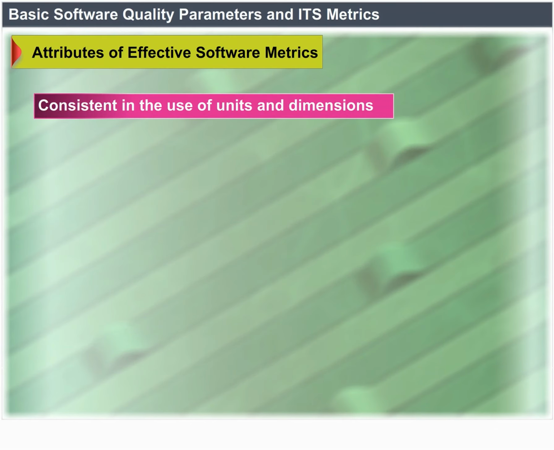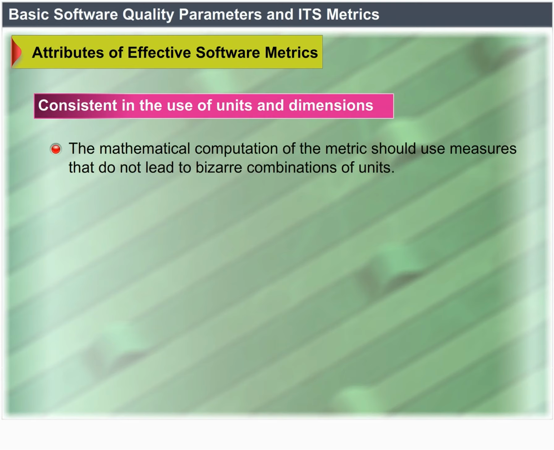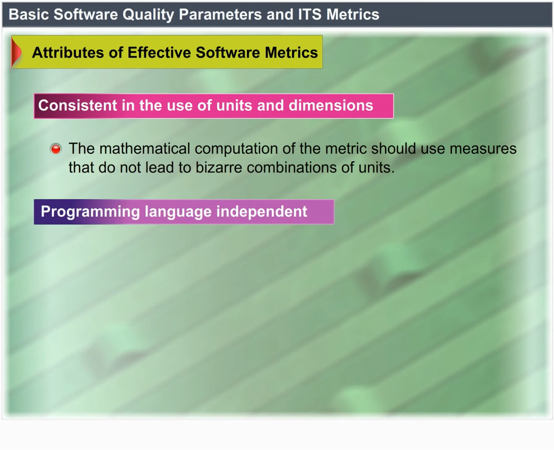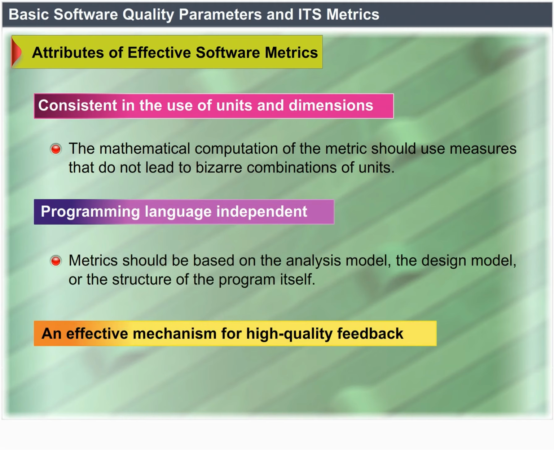Consistent in the use of units and dimensions: the mathematical computation of the metric should use measures that do not lead to bizarre combinations of units. Programming language independent: metrics should be based on the analysis model, the design model, or the structure of the program itself. An effective mechanism for high-quality feedback: the metric should lead to a higher quality end product.